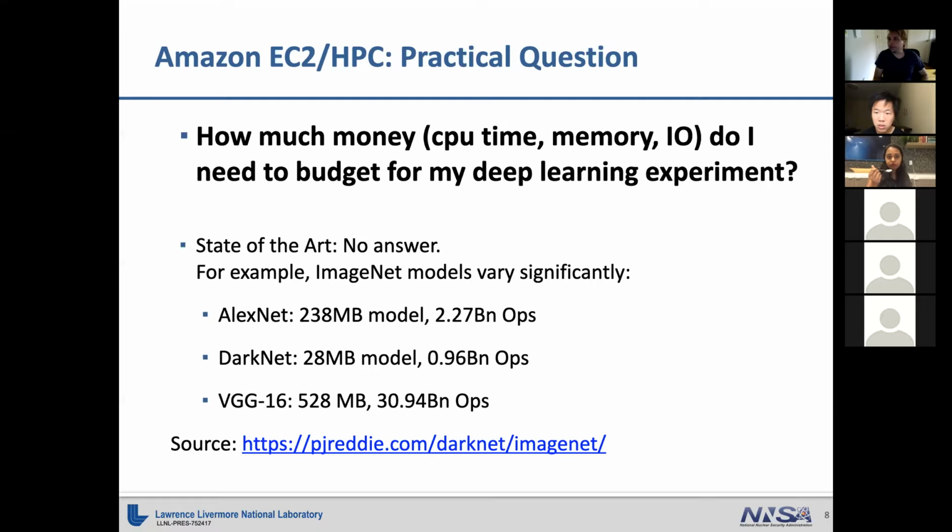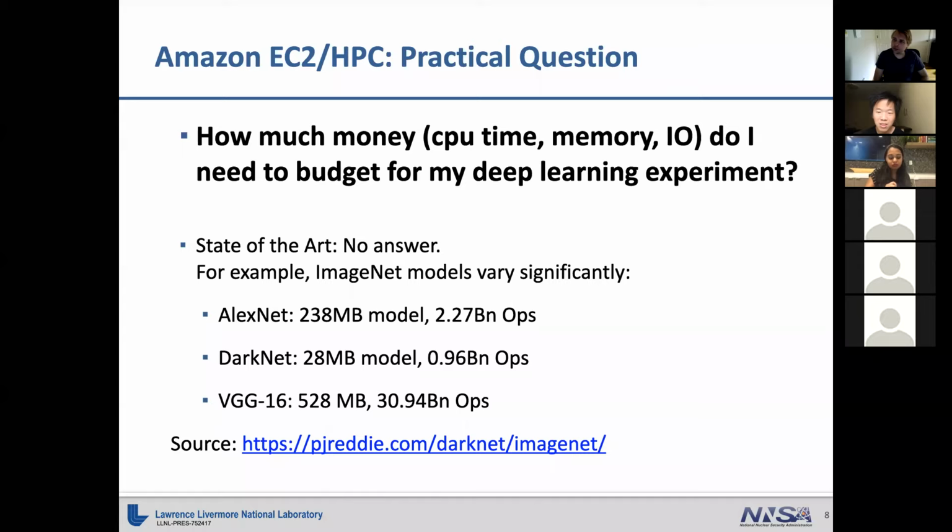But one of the times I asked them, okay, so there's a student who wants to do a deep learning experiment with a huge neural network. Can we get some EC2 research money? And they asked a very simple question back. They asked, how much? And I said, I don't know, good question.